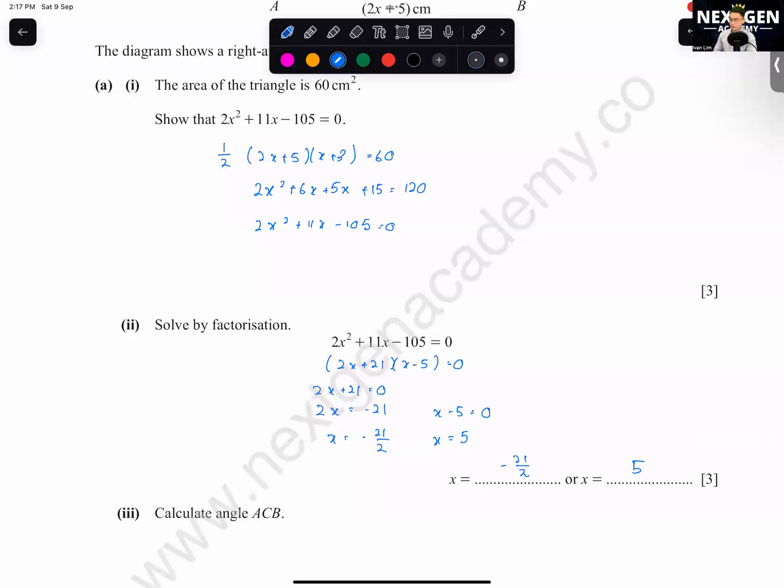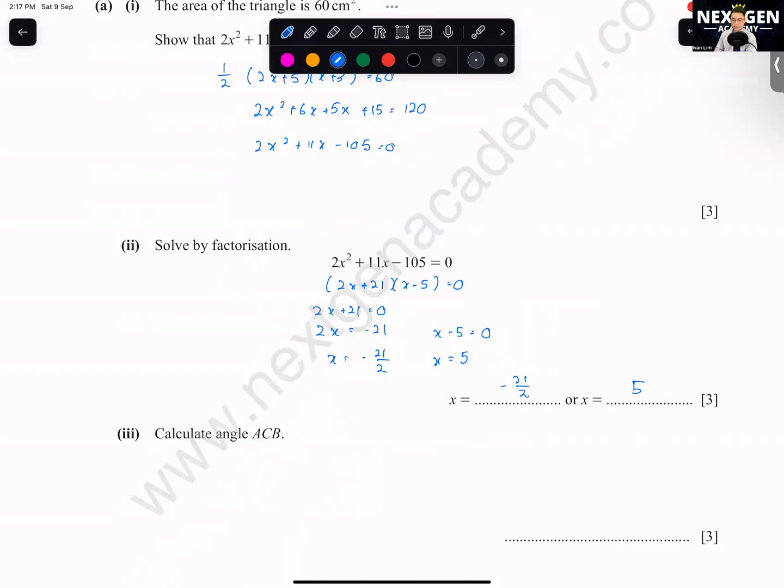No need to use the formula. Need to use the formula or not? Quadratic formula, no need. Why do you need to use the quadratic formula? It's a nice number, this is a rational solution. You only use the quadratic formula if... in fact, you will get 0 marks.